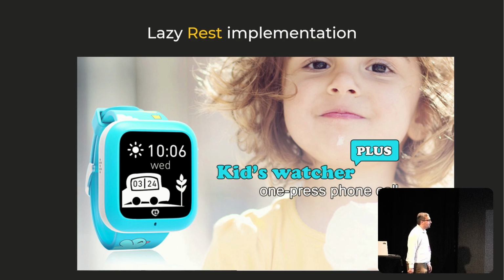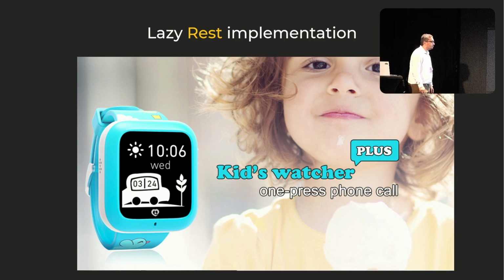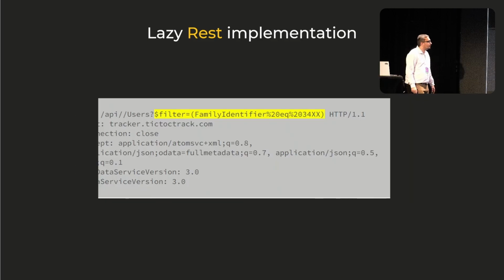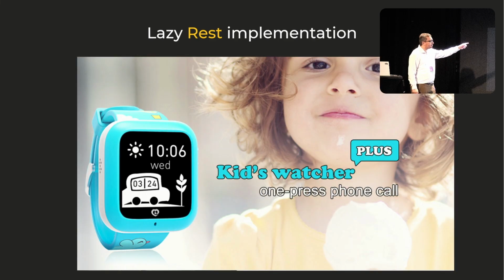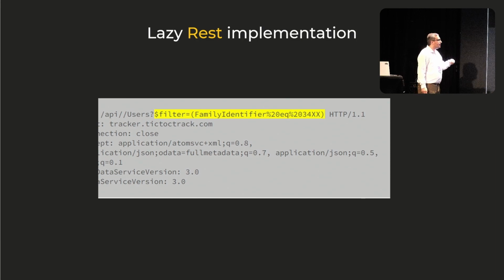Another lazy REST implementation is the Troy Hunt story. As you can see here, this was a kids watcher, which had a one-press phone call, and if you were a helicopter parent, you could see where your kid was. This is an open API. You can see the filter that says family identifier equals 2034. So if you just remove the filter, you would get all the users. Why not? If you change that family identifier, you would get some other family.